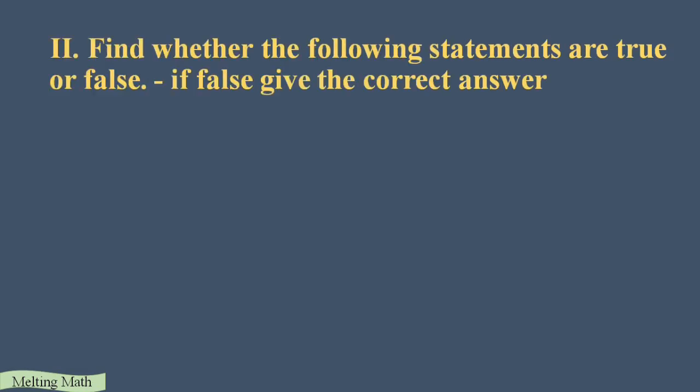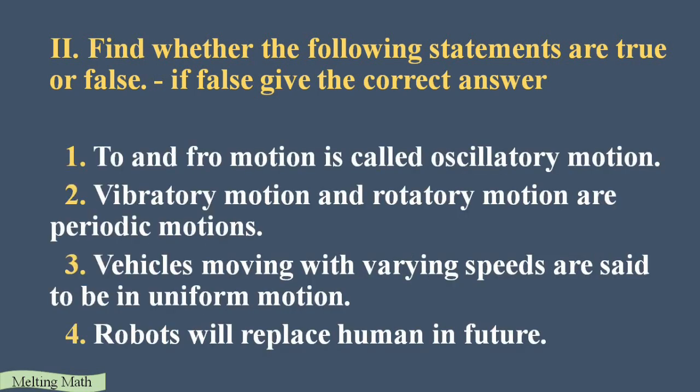Next see the Roman letter 2. Find whether the following statements are true or false. If false, give the correct answer. If false, we have to mention how it is false. Let's see the first one. To and fro motion is called oscillatory motion. We discussed this in the previous question also. Yes, this is true. To and fro motion is an oscillatory motion. This is true. Okay, second one.